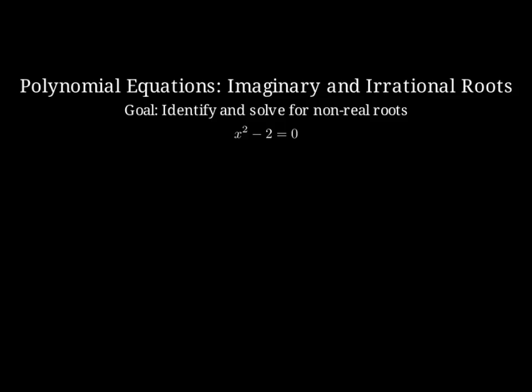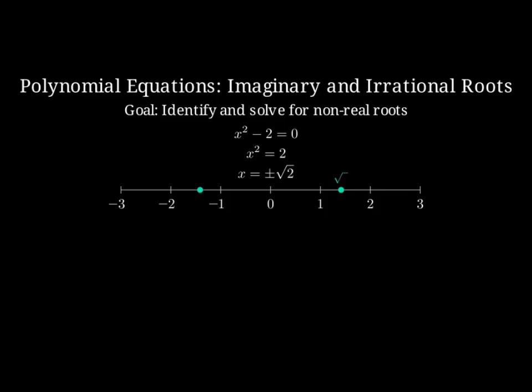We solve by isolating x squared. Add 2 to both sides. So x squared equals 2. Then take the square root of both sides. The solutions are plus square root of 2 and minus square root of 2. These are irrational numbers. To visualize those roots, we can place them on a number line. Square root of 2 is about 1.41, and negative square root of 2 is about negative 1.41.